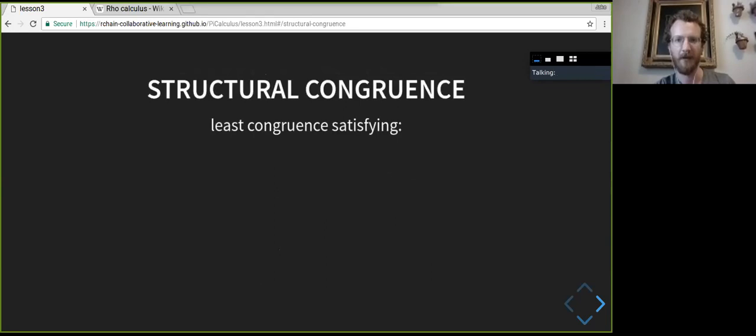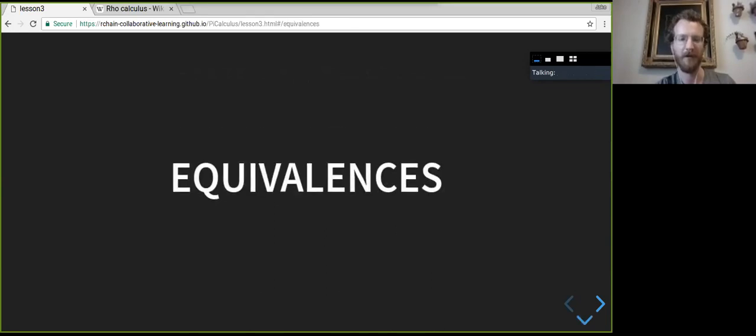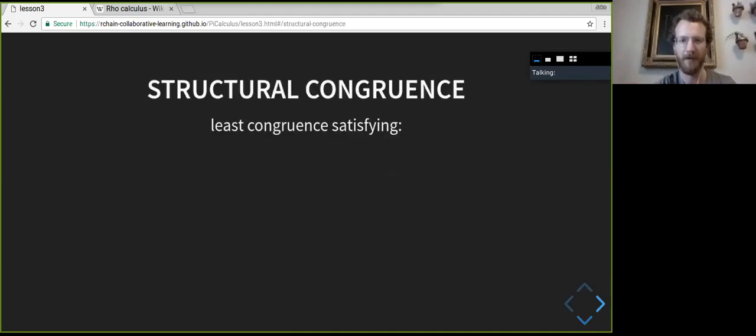Okay, so now we need to move on to define our equivalences, because our grammar is a bit too fine-grained for the notion of what we want equivalent processes to be. We want P par Q to be the same as Q par P. So we need to define these things.